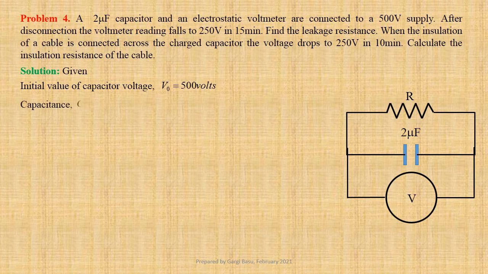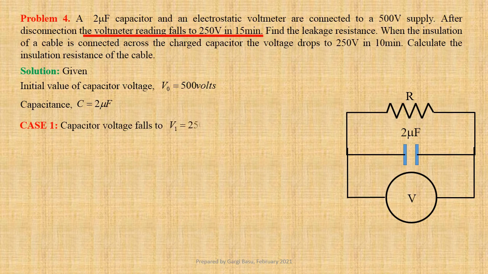Capacitance C equals 2 microfarad. Case 1. Capacitor voltage falls to V1 equals 250 volts in T1 equals 15 minutes. That is equal to 15 into 60, which gives us 900 seconds.